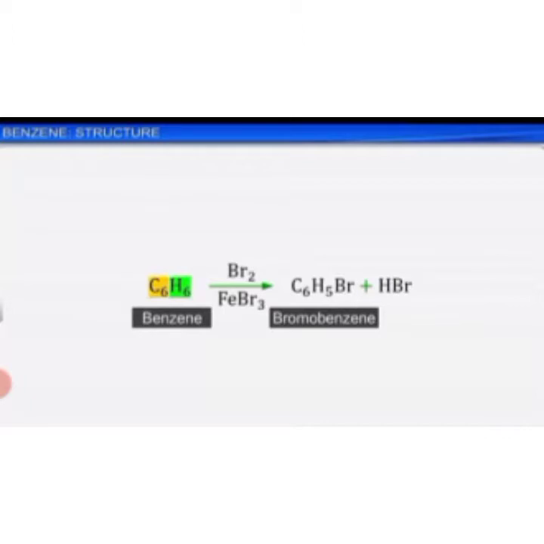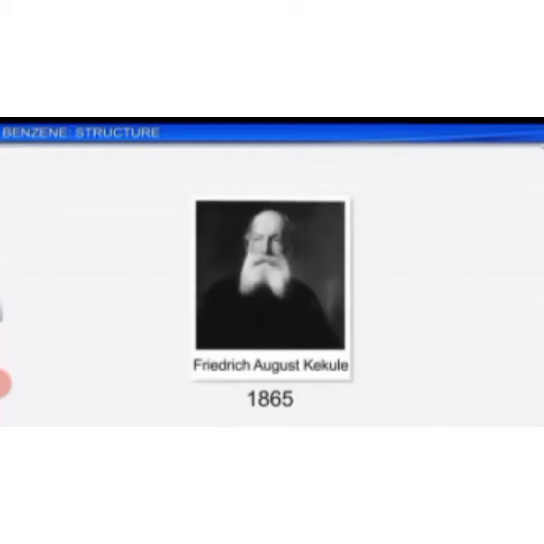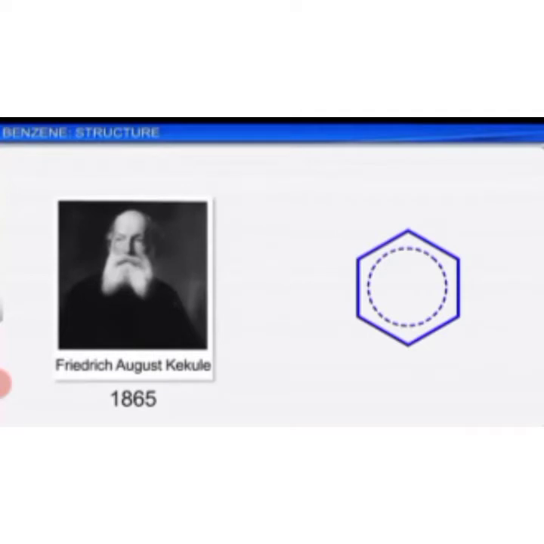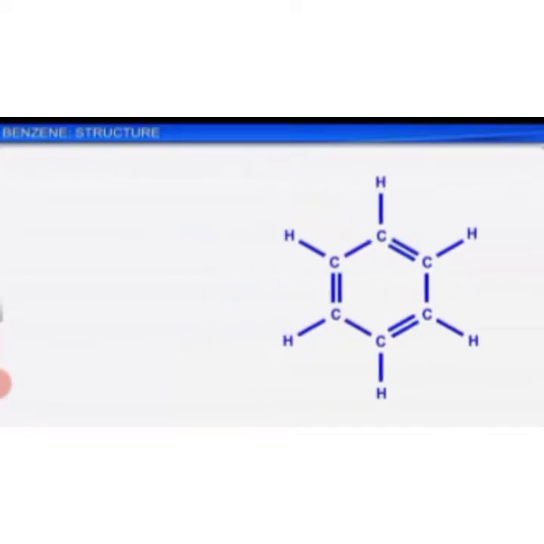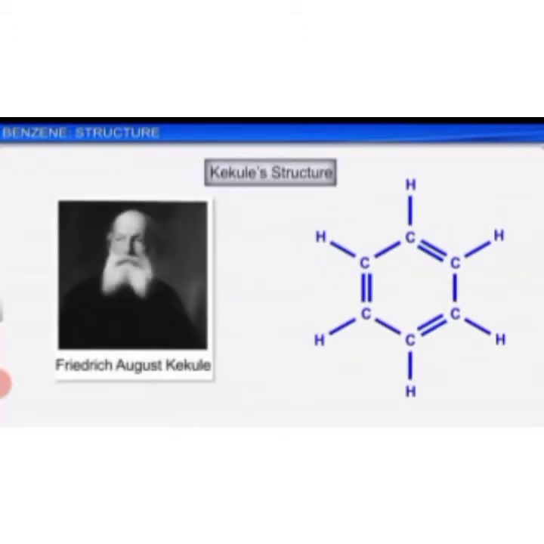On the basis of these facts, in 1865, Friedrich August Kekulé gave the first insight into the structure of benzene. He proposed a structure in which the 6 carbon atoms were arranged to form a hexagonal ring, with each carbon atom carrying 1 hydrogen atom. The structure had alternate single and double bonds. The structure of benzene, suggested by Kekulé, is now known as Kekulé's structure. However, Kekulé's structure could not explain all the properties of benzene.